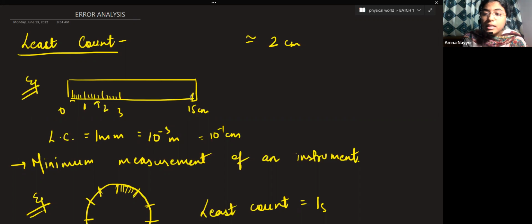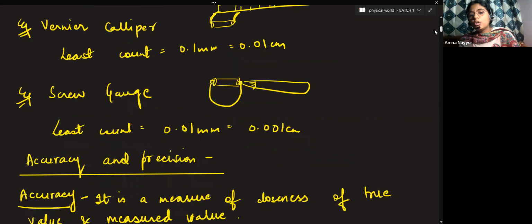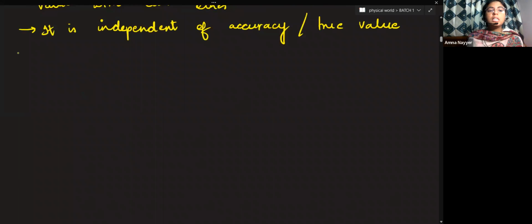So precision depends on the least count. If you are getting 0.01 millimeters as the least count, for example in a screw gauge, then the length of something can be 0.05 millimeters, or 0.005 millimeters. Can you see that precision? So it means precision depends on what? Precision depends on the least count.